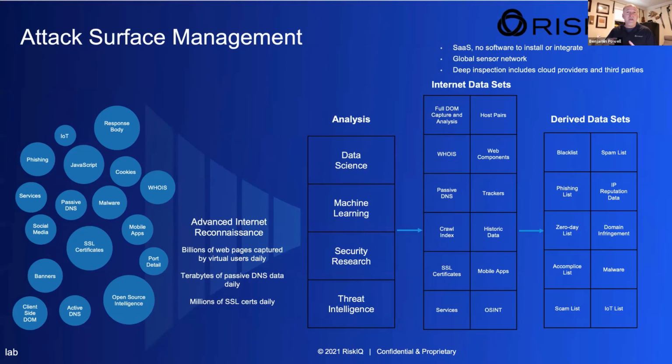So those types of things as they come in allow us to understand not only the data sets that you used to love, like Whois or passive DNS, but also looking at the components, what's installed, what's running, the host pairs, what's going in and out of all these websites. And then it allows us to derive data sets to understand the reputation, if it's phishing, if it's a 0-day, if there's domain infringement, all that type of stuff.